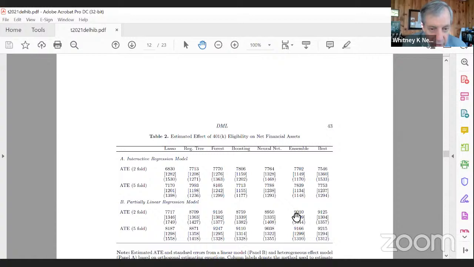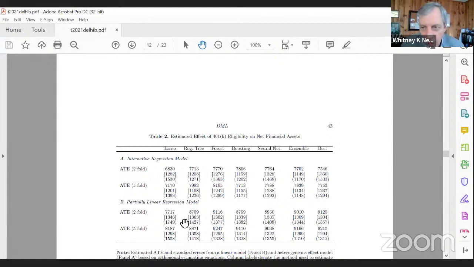And the coefficients, they only vary. Lasso's a little bit of an outlier, which is interesting. Looks like maybe there's still some second order shrinkage going on there. You know, the coefficient looks like maybe it's shrunk towards zero a little bit. The others, you don't see any of that. They're all in the upper 80s or low 90s. Upper 8,000s or low 9,000s. Okay. And so the results are not very sensitive to the machine learner.